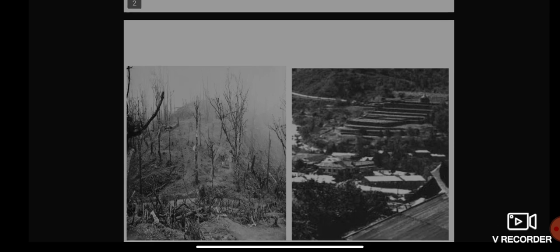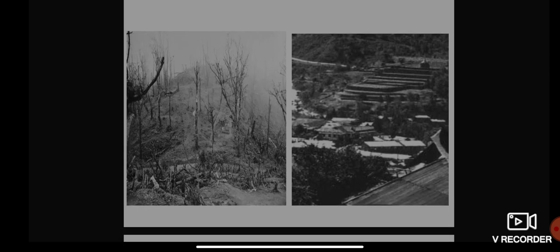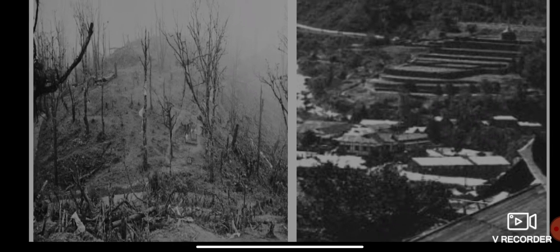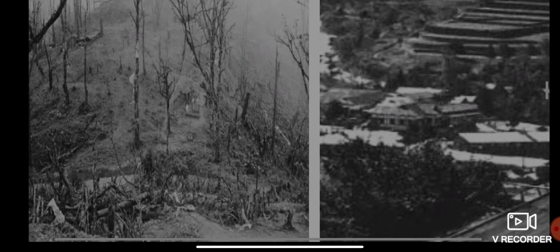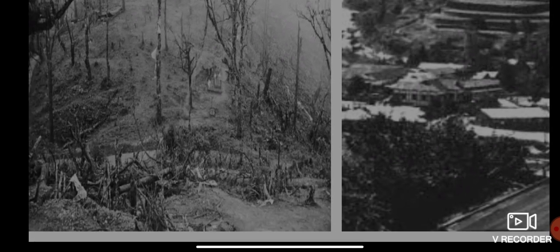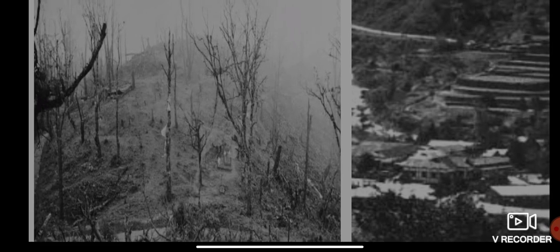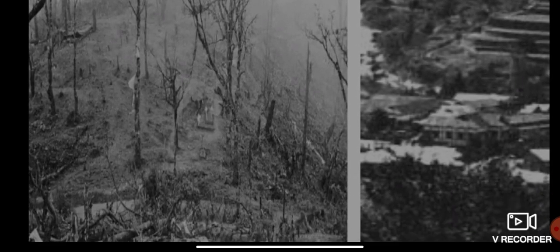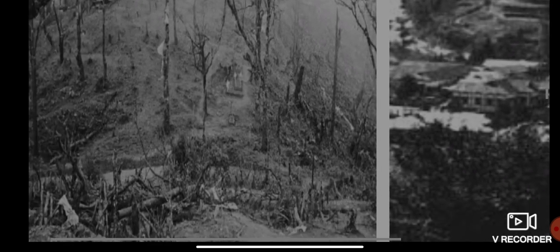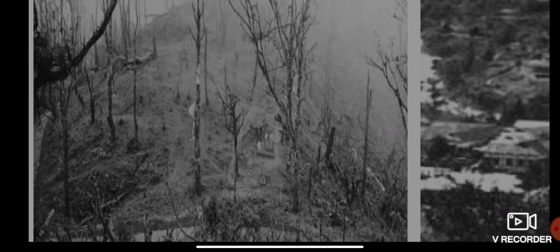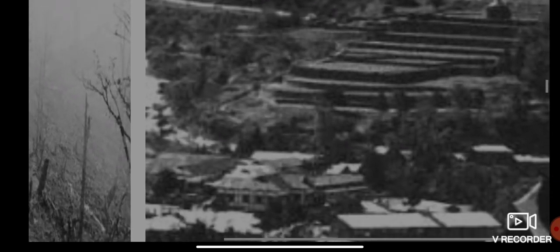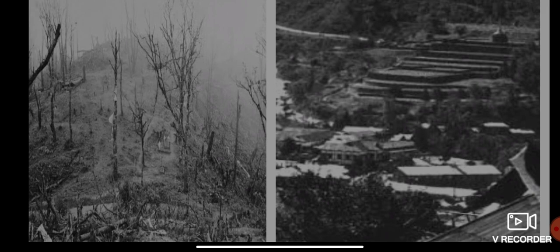As you can see from the given picture presented here, this was the condition when the war broke out between the Japanese forces and the British forces. You can see how the places were destroyed, and the forest has been cleared. This was the old city of Kohima, how it was before.